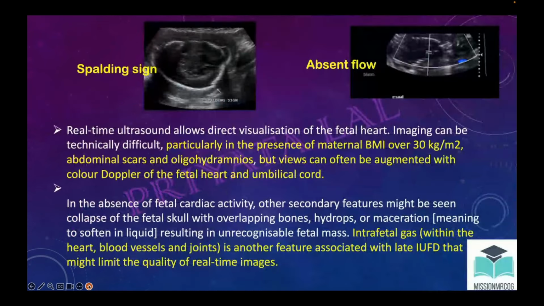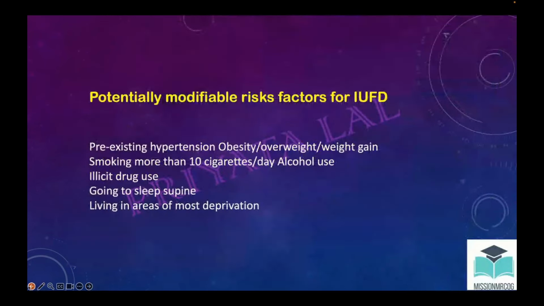Now they have also put the modifiable risk factors for IUFD. This is important to know because for part 2 people an SBA can come, and part 3 people have to do counseling for the role player.